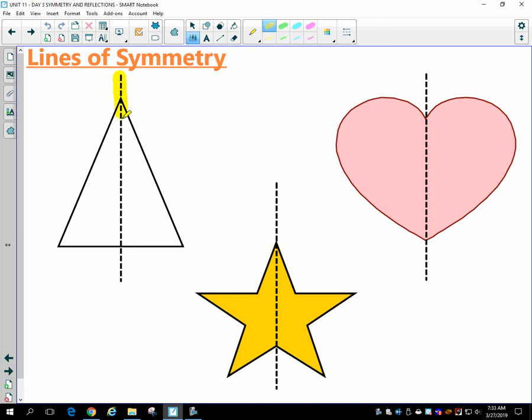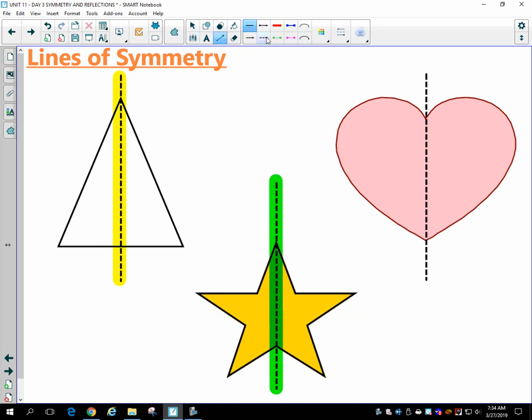So this line here that goes through this triangle, if I were to fold the triangle right on that line, each point on this left side would fold directly over onto a point on the right side. It would be right on top of itself. Same thing would happen with this star. If I folded the star over that line, every point on the left side would fold over directly onto a point on the right side.